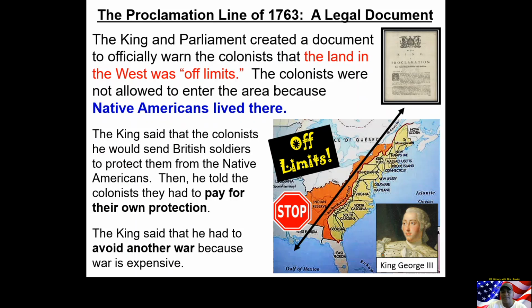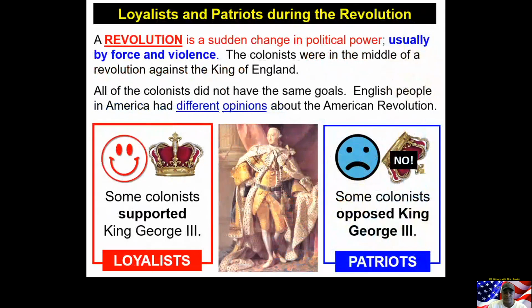Well, the king, he stood firm. He's like, I know you're upset. It's too bad, but that's just how it is. This document called the Proclamation Line of 1763 will be used. It is a legal document that says, stay in your area. Do not go west, past the Appalachian Mountains. Stay in the colonies, and I can protect you. Oh, my goodness. So the drama continues.